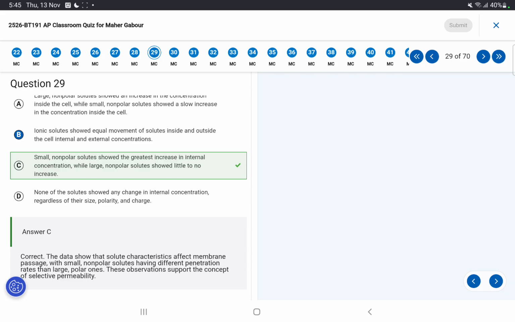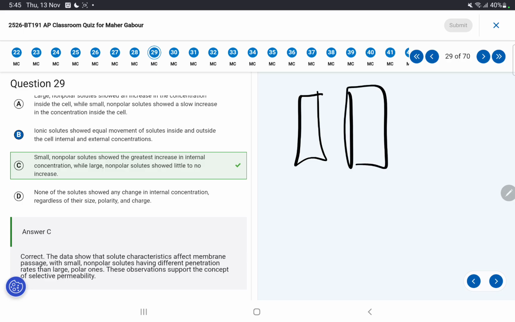Okay, while the large non-polar solutes showed little to no increase. So if you're large, you can't go through as easily. If you're charged, you can't go through as easily. If you're polar, you can't go through as easily. You know, you can still go through, but you need help from what? From the channel proteins and from the carrier proteins.